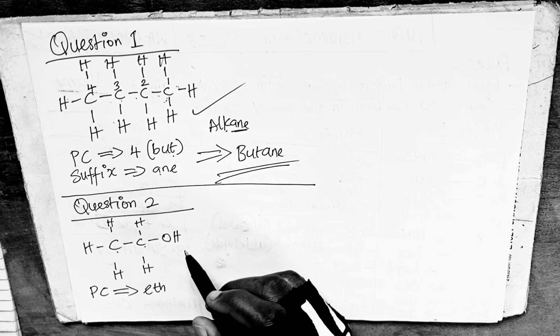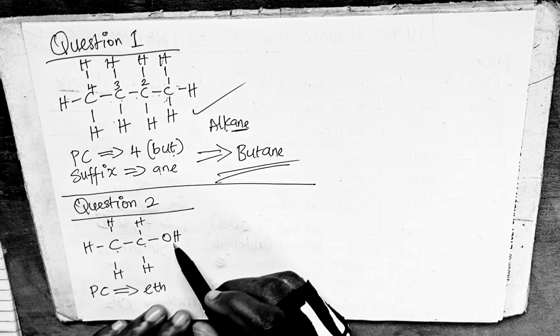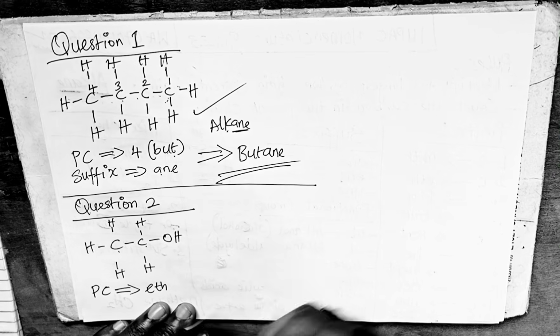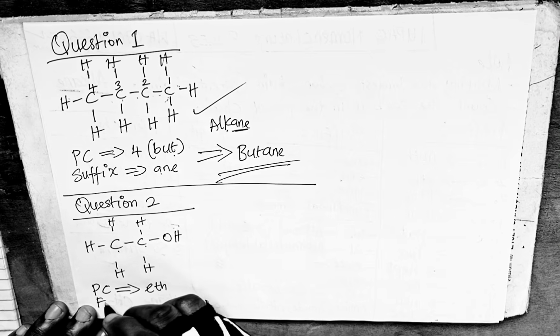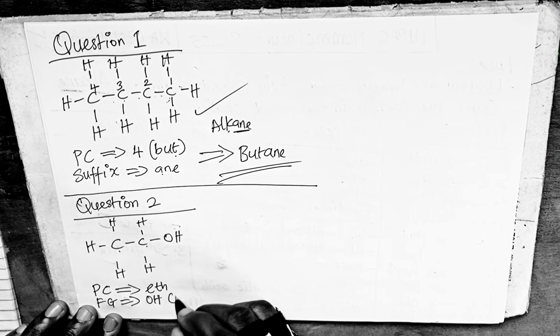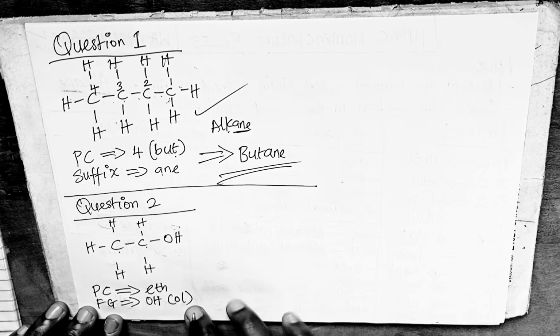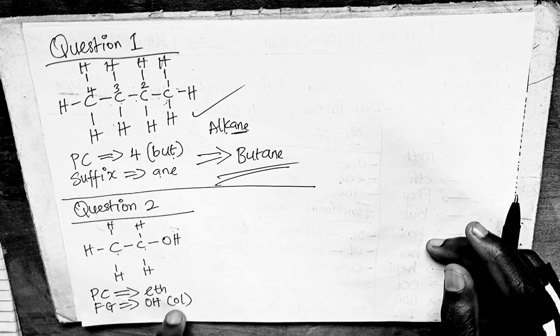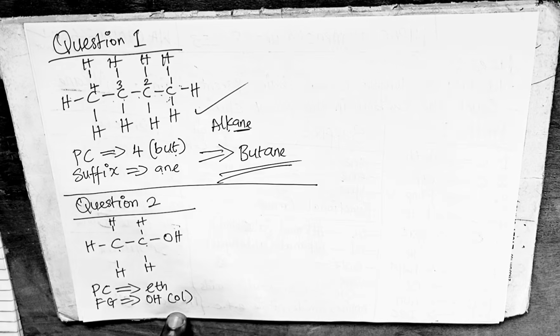Then what are we supposed to do next? What is the functional group? The functional group we have here is OH, which is the ol. Okay, so functional group, FG, is OH. Okay, known as what? The ol. Okay, so that is the suffix. We have gotten the prefix. Okay, we have also gotten the suffix.